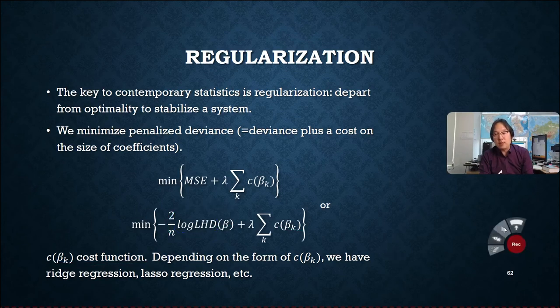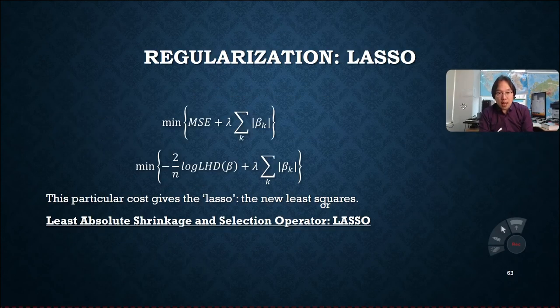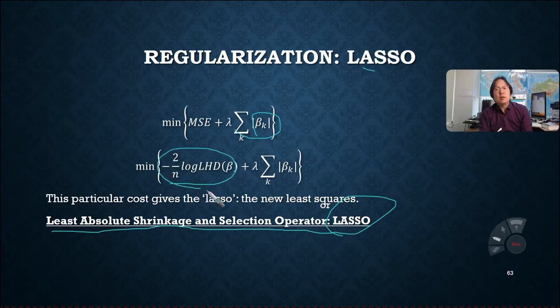Okay, fine. Then what? LASSO, yes! Absolute value. That's why we have the A over here: least absolute shrinkage and selection operator. The acronym is LASSO. This absolute value of beta is the one. The cost function is the absolute value function. And here, instead of the MSE of OLS, I just throw in the likelihood function that we want to maximize.